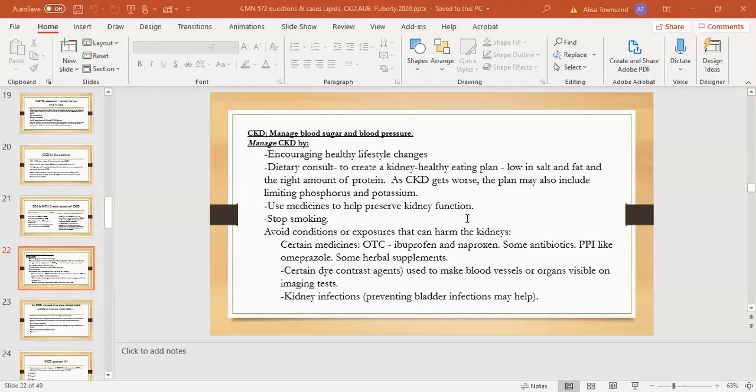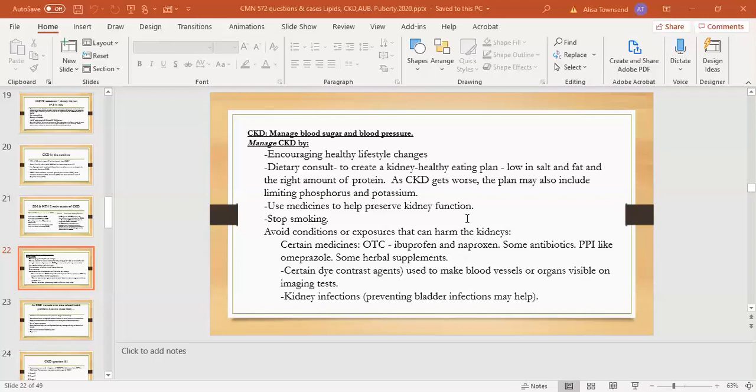All right. Certain contrast dyes, we use these to make the vessels and the organs more visible for imaging studies. Usually you're going to have to get some lab work before they have these studies, but also think, do you really need those in people with chronic kidney disease? Or is there a different study you could do that wouldn't possibly harm the kidney? Can you just get a regular ultrasound or whatever? So ask yourself some of those questions. Kidney infections, you want to avoid those.